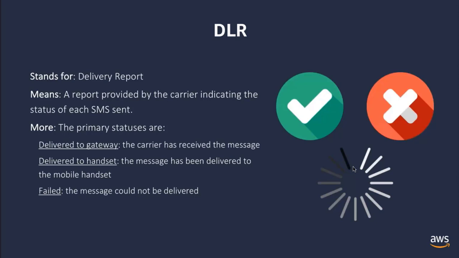First is delivered to gateway, second is delivered to handset, and third is failed. And the third one, the failed one, I think is the important call out there, because if you start seeing an increase in failure rates, that's when you should hit the pause button. You should try to understand, who am I sending it to? What is the use case? Am I following the best practices? Is there something going on in the region or country that might be impacting this? The delivery reports are really helpful in understanding the effectiveness of your SMS.